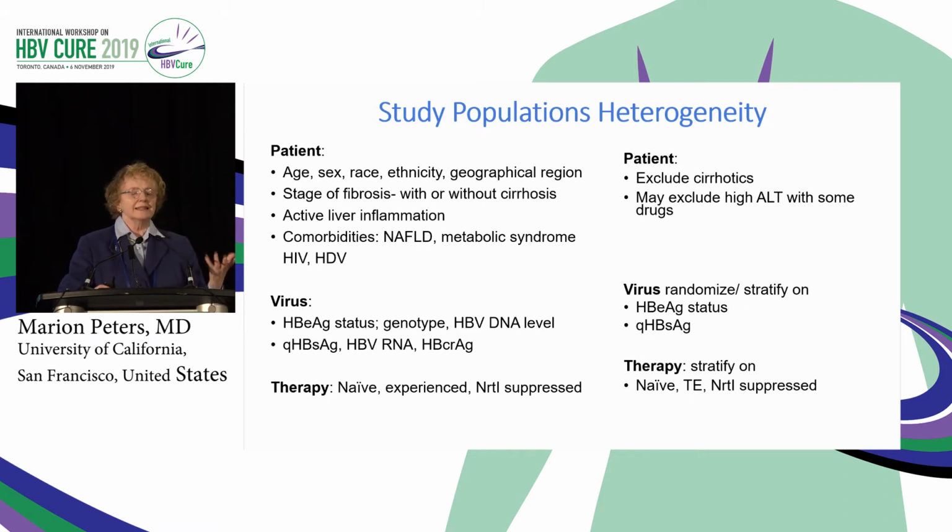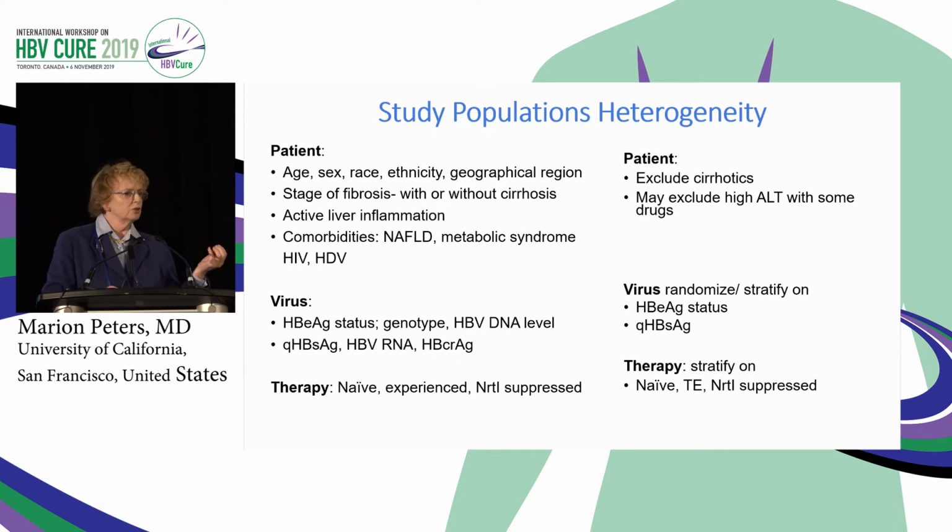So we really need to consider this as we may be thinking the patient's not getting a benefit because they have a secondary disease. When we think about the virus, everybody's talked about the different variations. And therapy, we really have 3 different groups of therapy. Do we do naive, treatment experienced, or nuke suppressed? So how do we evaluate this heterogeneity?